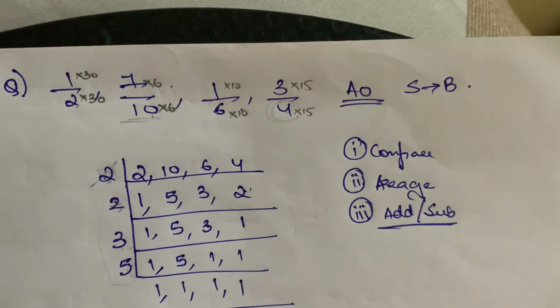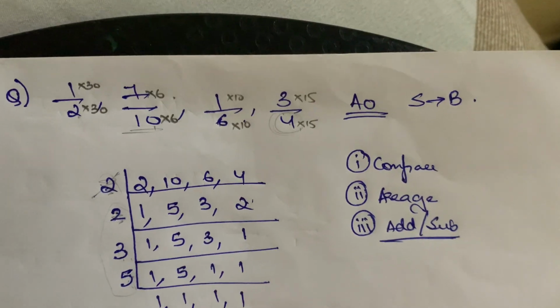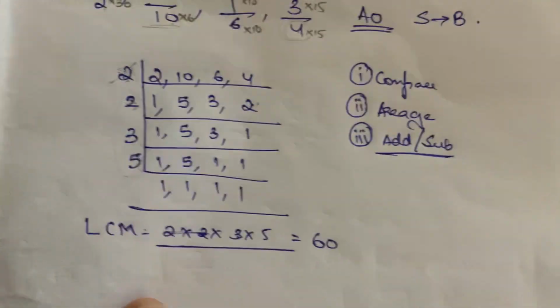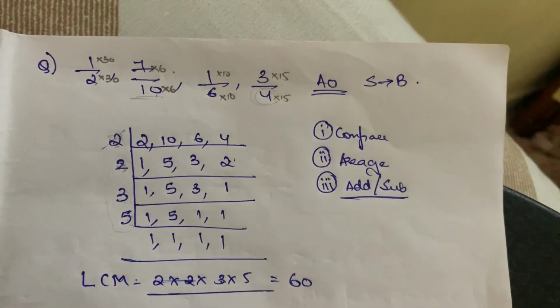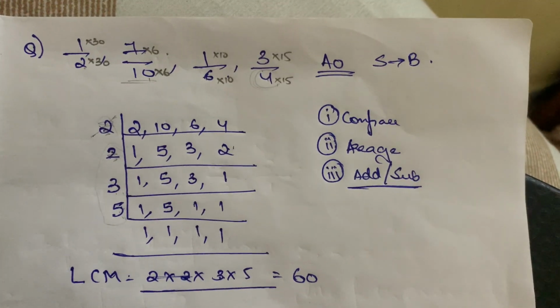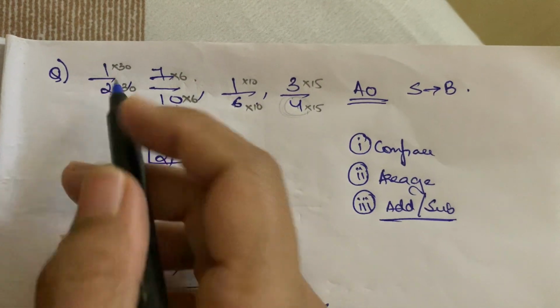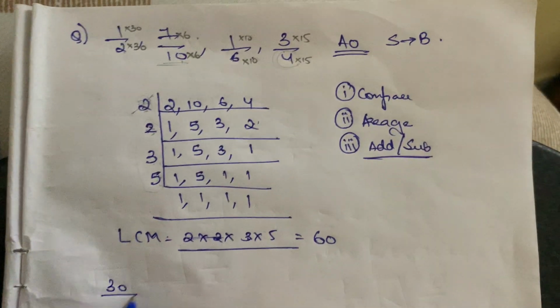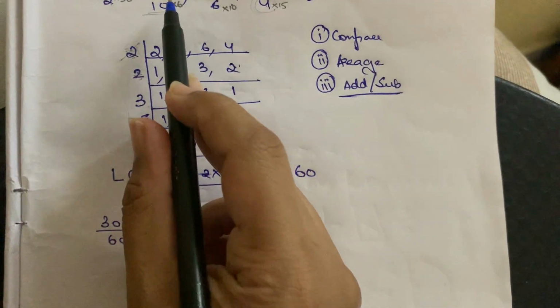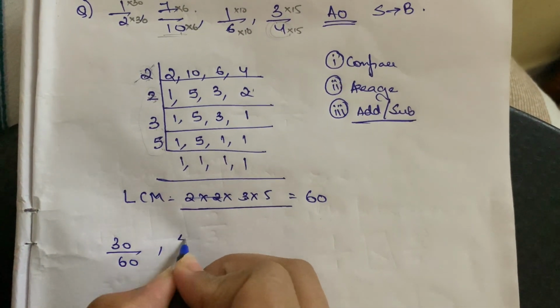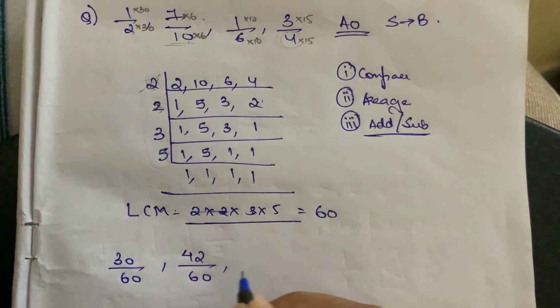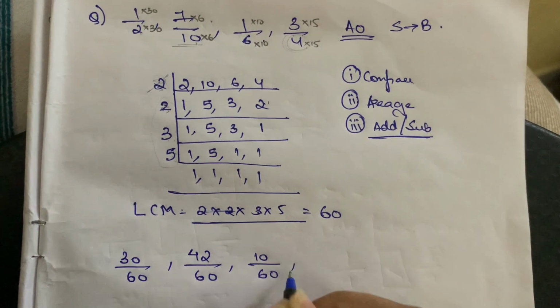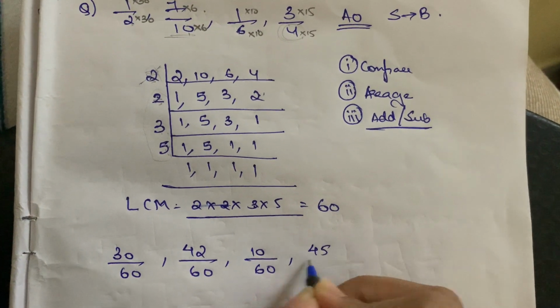it would so happen that once we have got this, the denominators are all the same now. What happened to the denominators? They have all become the same now. So 1/2 becomes 30 upon 60, comma, it further becomes 7 6s are 42 upon 60, comma, 10 upon 60, comma, 45 upon 60.